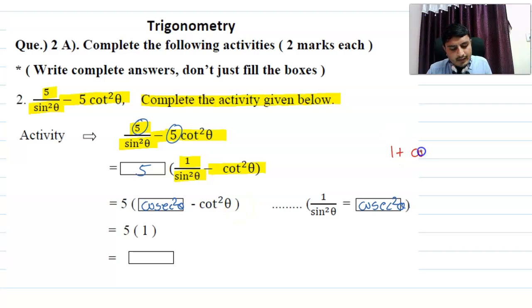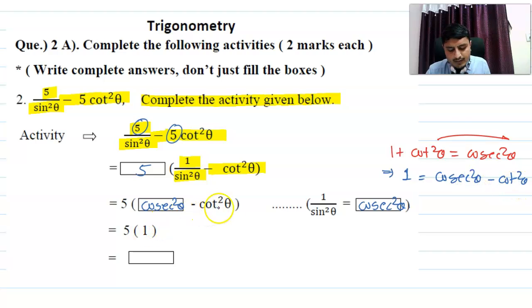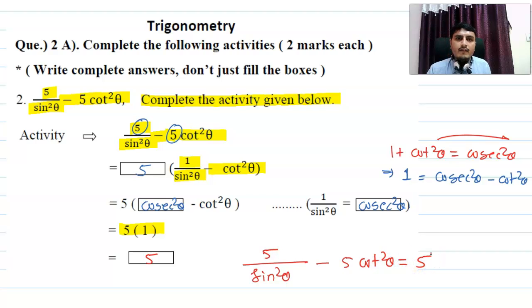We have the trigonometric identity 1 plus cot square of theta equals cosec square of theta. Once we shift cot square of theta from LHS to RHS, we are getting 1 equal to cosec square of theta minus cot square of theta. Hence we can replace cosec square of theta minus cot square of theta by its value 1, and 5 into 1 we are getting 5. So the value of 5 divided by sin square of theta minus 5 times cot square of theta is equal to 5.